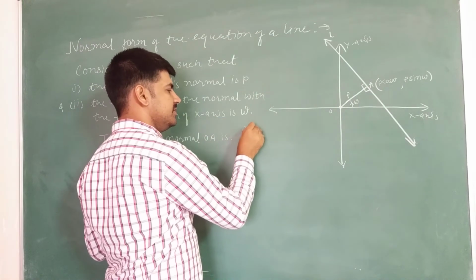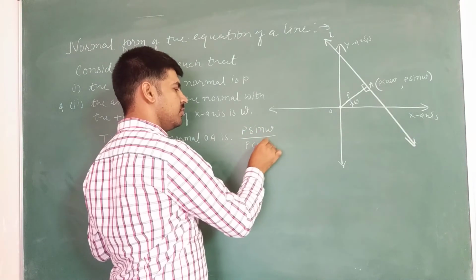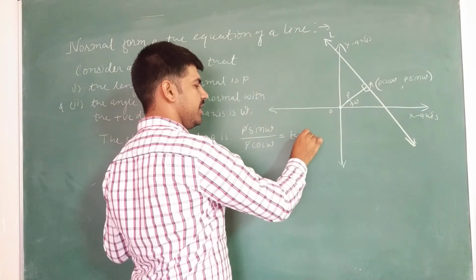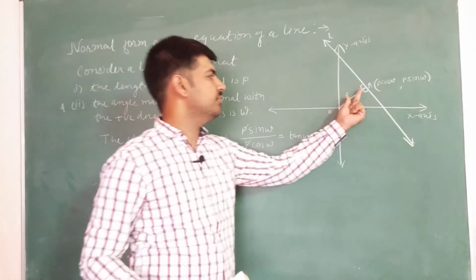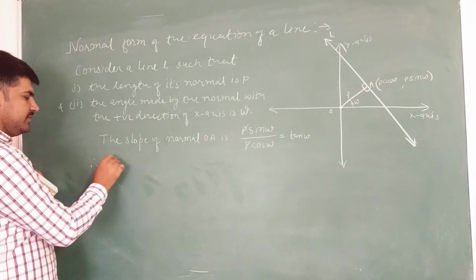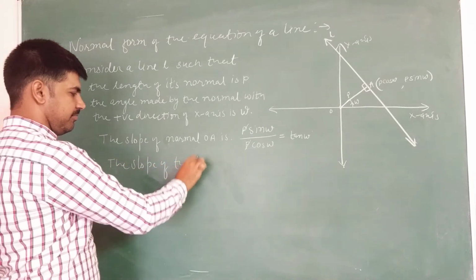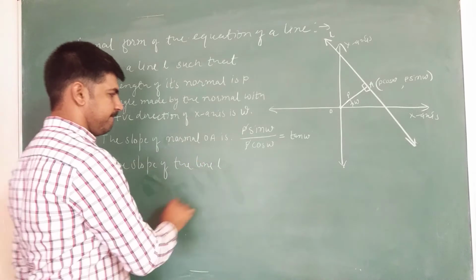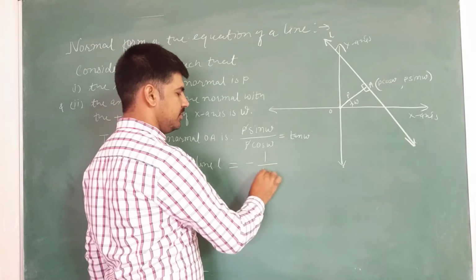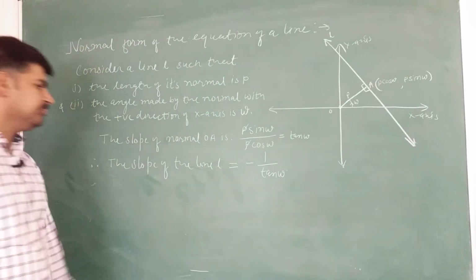So p sin omega minus 0 over p cos omega minus 0. P is cancelled by p and we have got tan omega as the slope of the normal. Hence, therefore, the slope of the line L is equal to minus 1 upon tan omega, as both are perpendicular to each other.